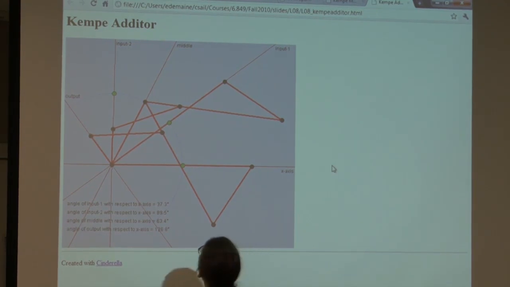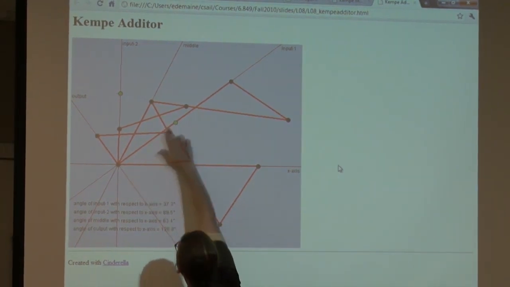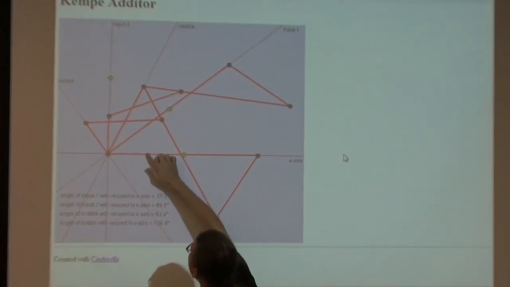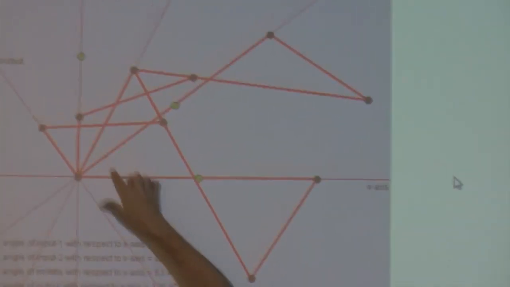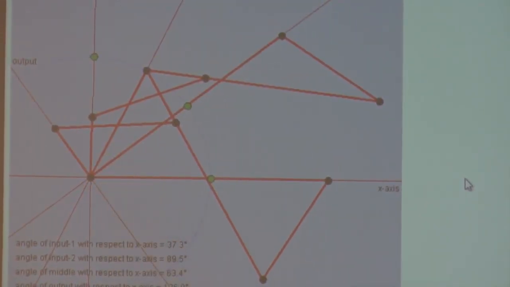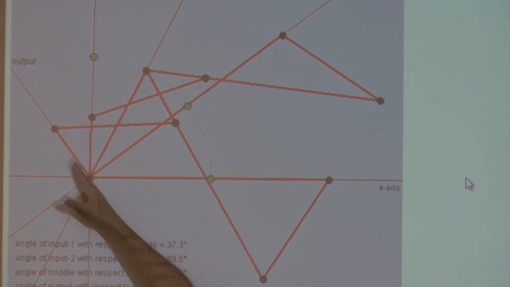The idea is we have 2 inputs. Here's input 1, just defining one angle to the x-axis. Here's input 2, which is another angle to the x-axis. Here it's about 90 degrees. I want to add them together, and that will be this output over here.